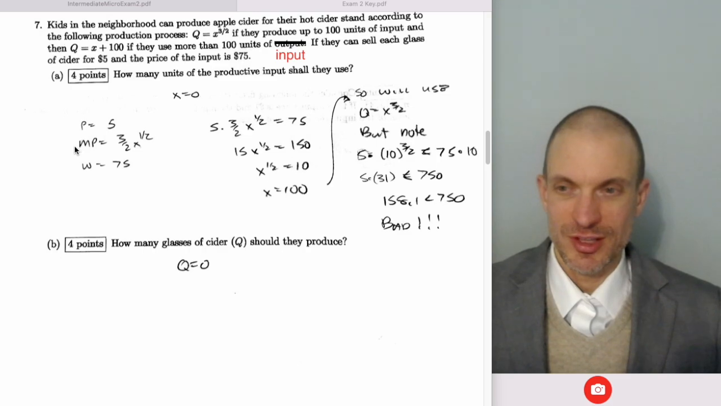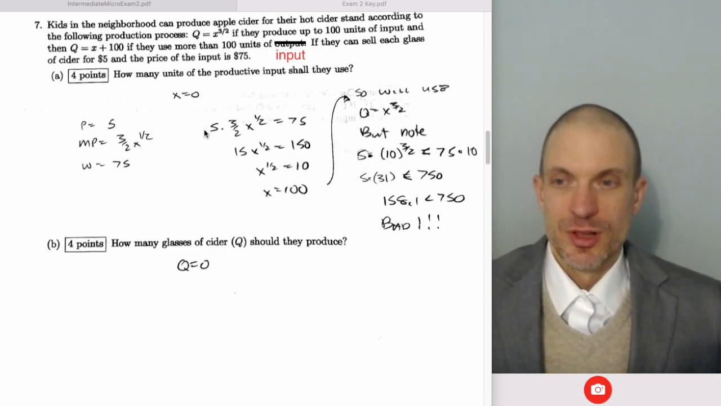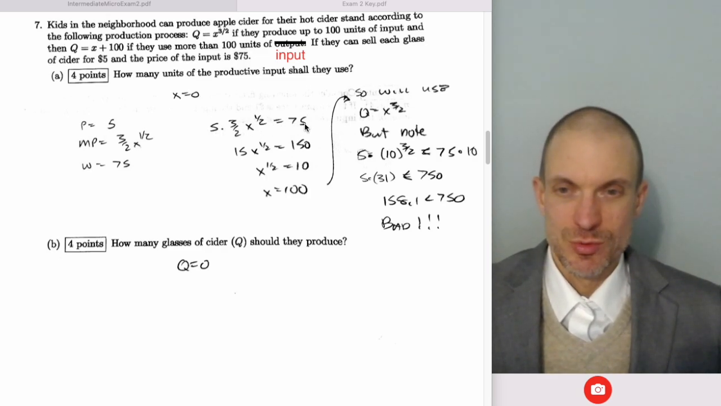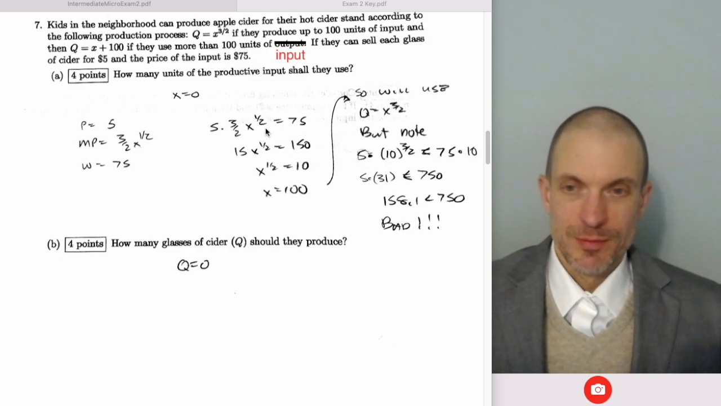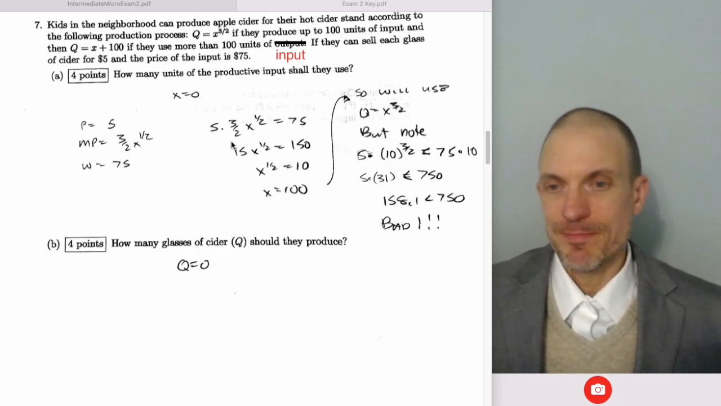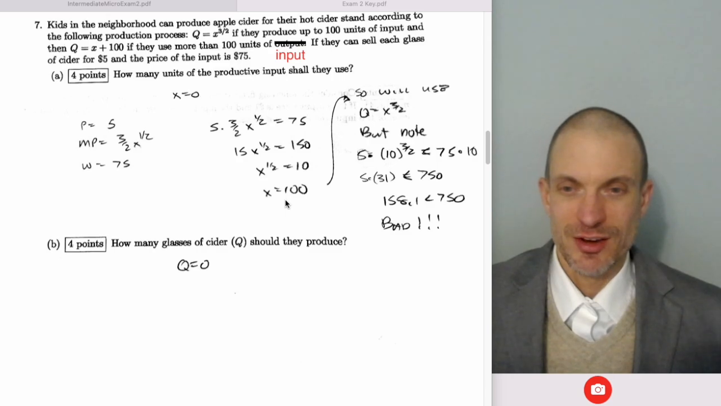So here's the output price, here's the marginal product. The derivative here is 3/2 x to the 1/2. The wage or the input price, omega, I guess is what we should use here, is 75. So let's see, we'll have 5 times marginal product equals 75. So this is P times MPx equals omega x. That would be the short-run profit maximization problem. So multiplying through, we solve and find, okay, this will tell us optimally to use 100 units of input, which means we are going to be using this production process.